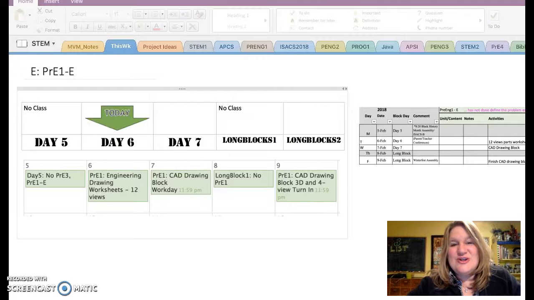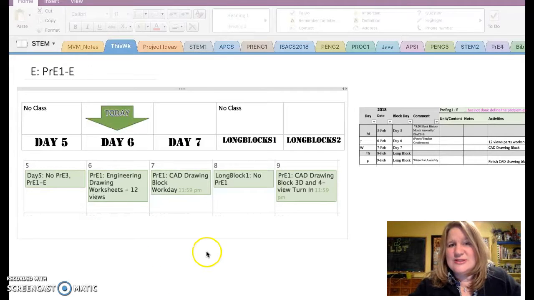Let's take a look at our usual weekly calendar. So today is day 6, and we are going to look at some engineering drawing worksheets. It's called 12 views. You know, we've been working on the 4 views. So this is actually, the isometrics are all provided. We're looking at 3 orthographics on 4 different block designs on paper. So let's take a look at Schoology and see how that is assigned for you.